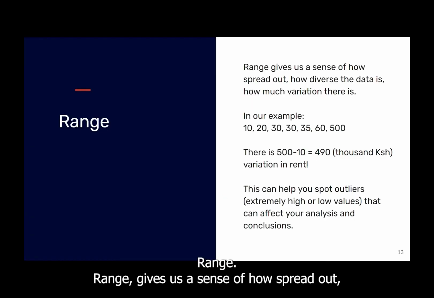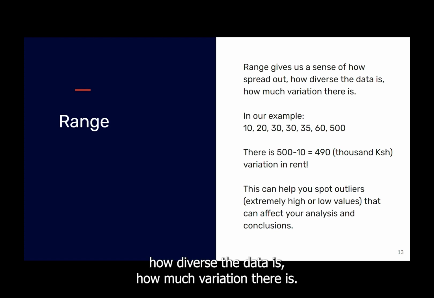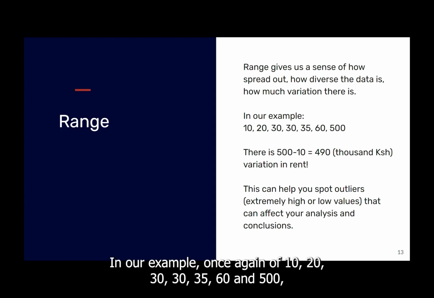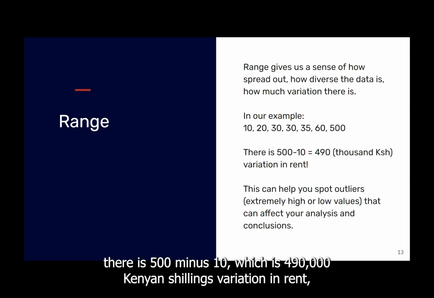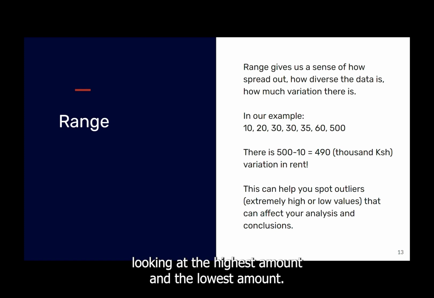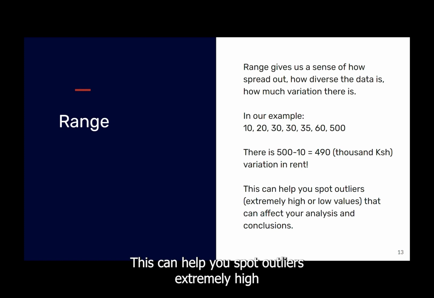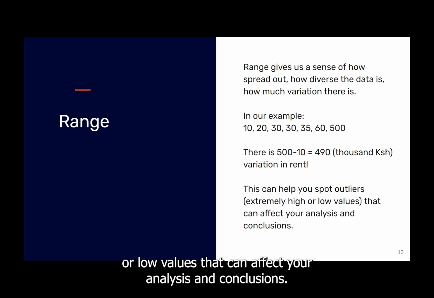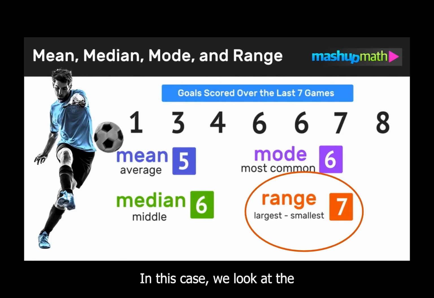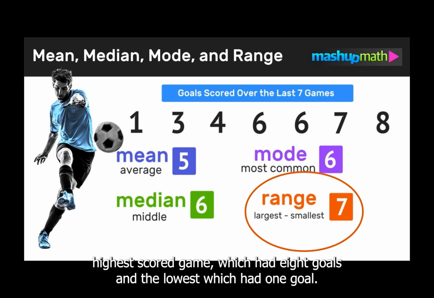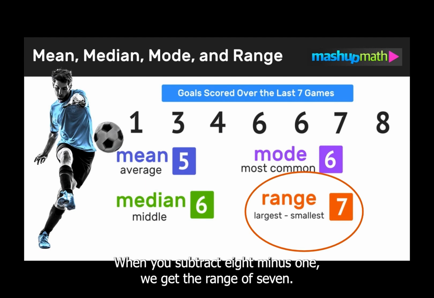Range. Range gives us a sense of how spread out, how diverse the data is, how much variation there is. In our example, once again, of 10, 20, 30, 30, 35, 60, and 500, there is 500,000 minus 10,000, which is 490,000 Kenyan shillings variation in rent, looking at the highest amount and the lowest amount. This can help you spot outliers, extremely high or low values that can affect your analyses and conclusions. In this case, we look at the highest scored game, which had 8 goals, and the lowest, which had 1 goal. When we subtract 8 minus 1, we get the range of 7.